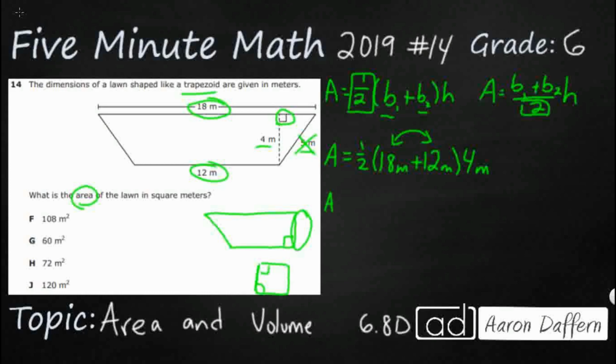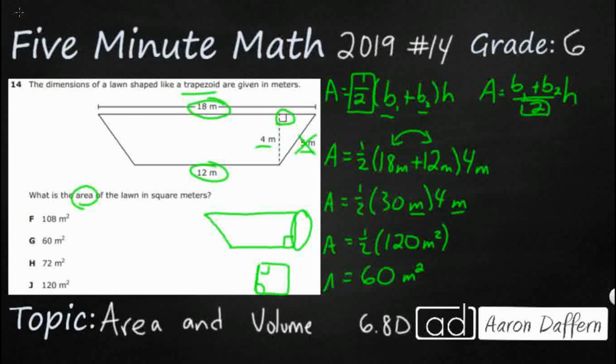All right, so let's just say 1/2 times 18 plus 12, that's going to be 30 meters. And then we're going to multiply that by 4 meters. So we've got 1/2 and we'll do the 30 and the 4 first. 3 times 4 is 12, so that's 12 with a 0, 120. And that's going to be meters squared because we're multiplying meters by meters, and area is always going to be squared. So half of 120 is going to be 60. So our answer is going to be 60 meters squared.